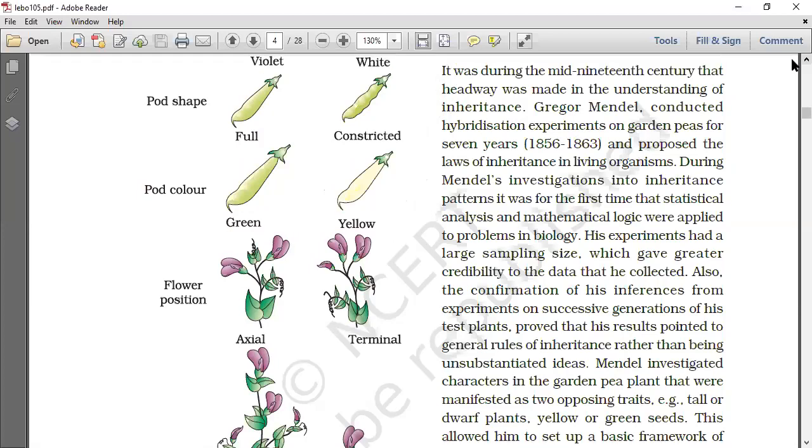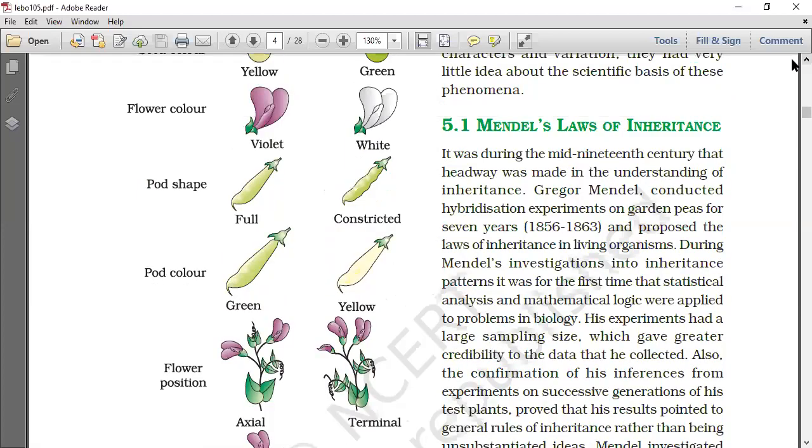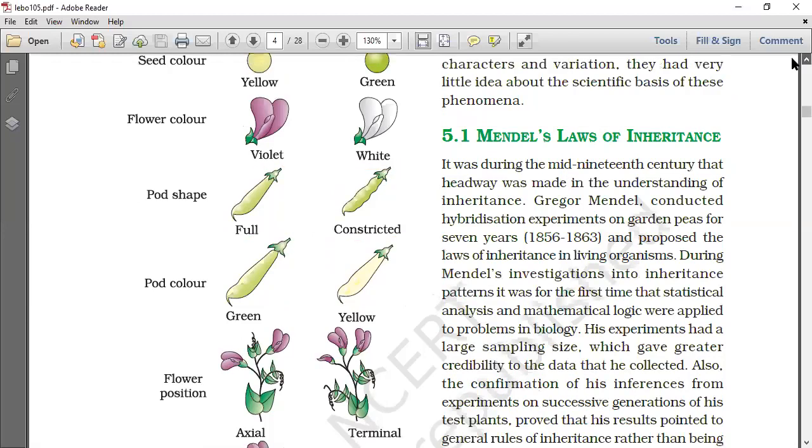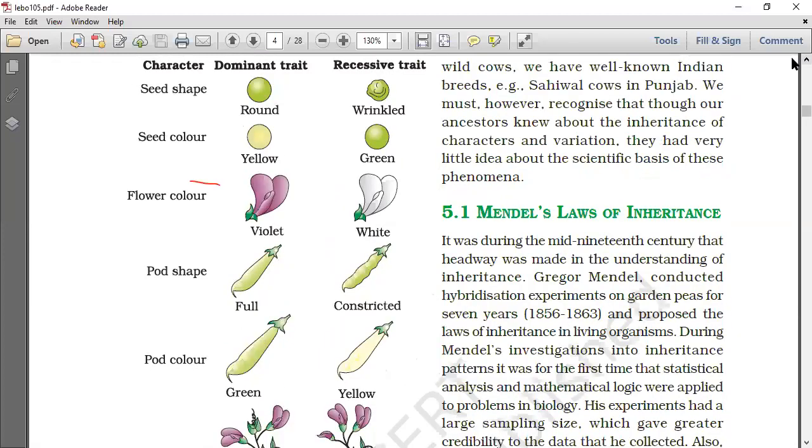Next, pod shape. The character is pod shape, and the contrasting traits are full and constricted. Next, flower color. All these are the characteristic features of the pea plant only. The character is flower color, and the allelic forms or contrasting traits are violet and white. These we know already: seed shape is the character, and the allelic forms or contrasting traits are round and wrinkled.